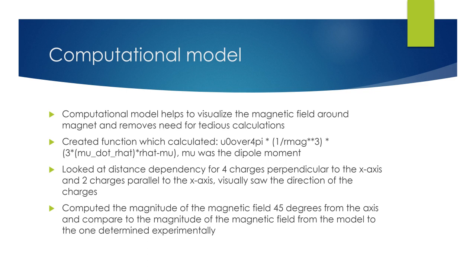Our computational model also looked at distance dependency for 4 charges perpendicular to the x-axis and 2 charges parallel to the x-axis, and we could visually see the direction of the charges. We also computed the magnitude of the magnetic field 45 degrees from the axis, and we compared the magnitude of the magnetic field from the model to the one that we determined experimentally.